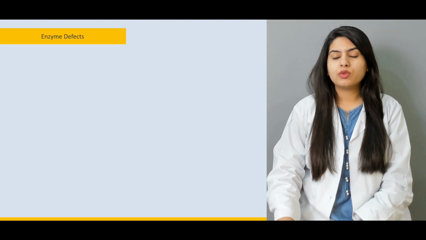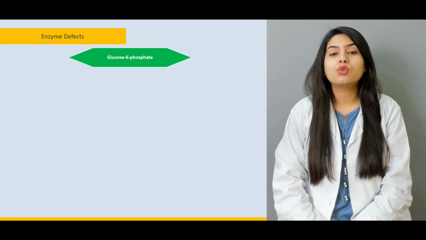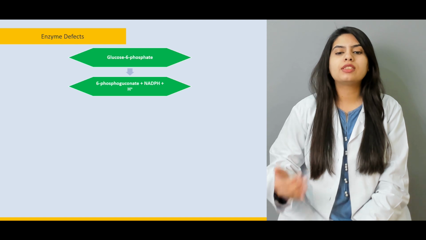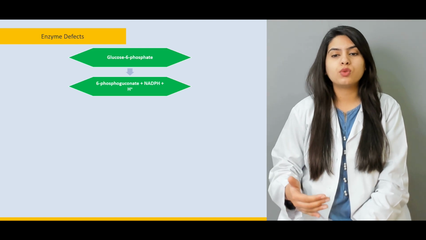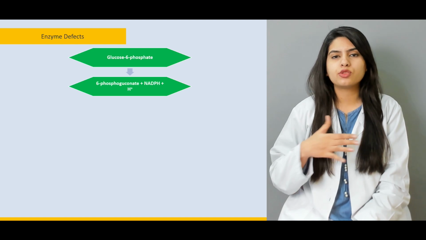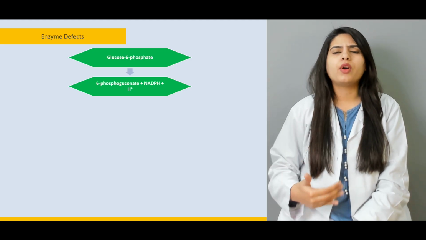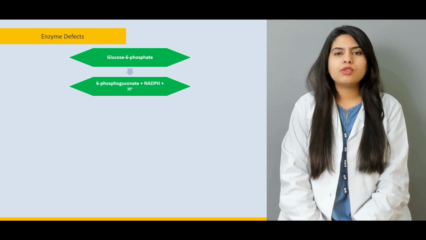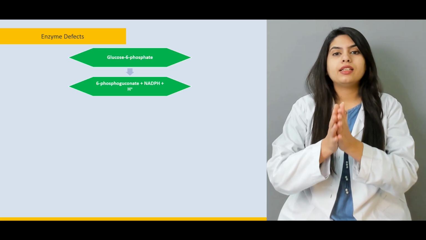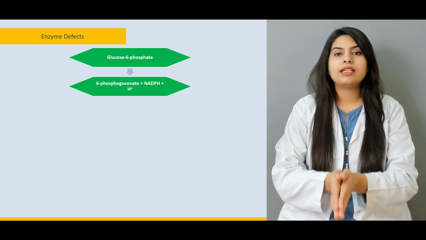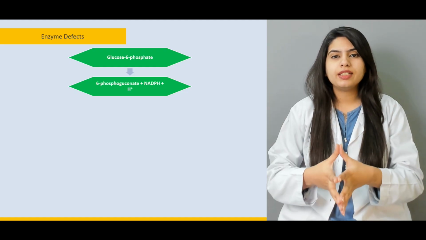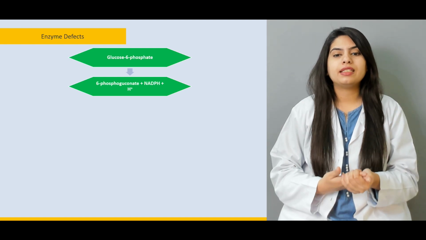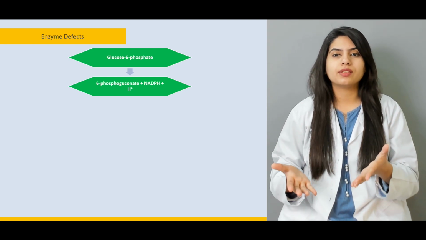Basically, the most important enzyme here is glucose 6-phosphate dehydrogenase. Glucose 6-phosphate will be converted into 6-phosphogluconate, and NADPH and hydrogen ion will be liberated in our body. That is part of the process of glycolysis. Now, what is the role of this enzyme? It is important because the source of energy for these red blood cells is this glucose 6-phosphate.